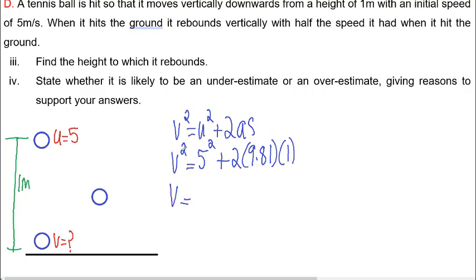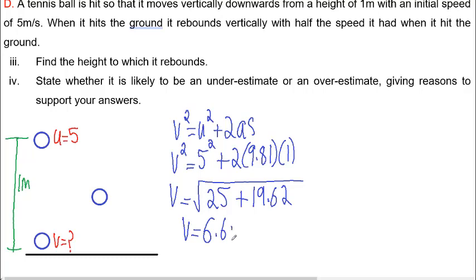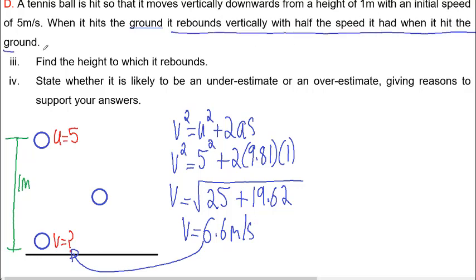Square root both sides to remove the squared from here. 25, which is 5 squared, plus 19.62, which is 9.81 times 2. We get a v value of 6.6 meters per second. So that's the speed when it hits the ground. Now it tells us it rebounds with half the speed it has when it hit the ground. So therefore the speed here, if we were to draw another ball here, would be 3.3.